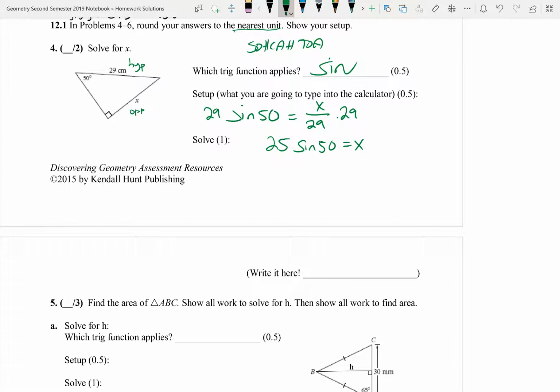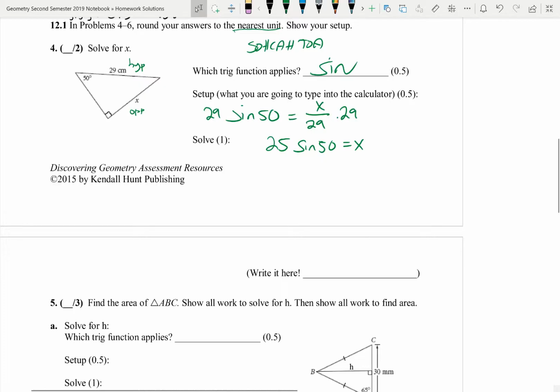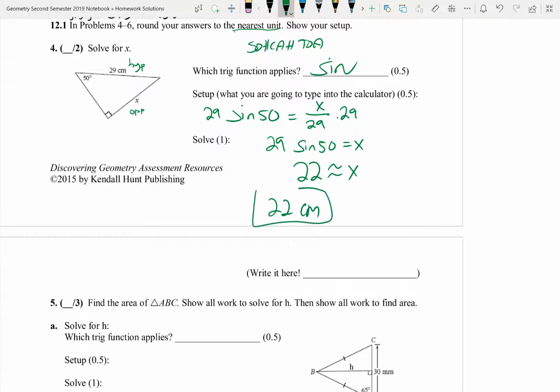So go ahead and get my calculator out. 29, oops, turn on. Make sure we're in the right mode. Yep. 29 sin 50 is 22.2. Oh, that's, yeah, 29. I don't know where 25 came from. 29 sin 50. So that's 22 is approximately equal to x, 22 centimeters. So round to the nearest unit means round to the nearest whole number.